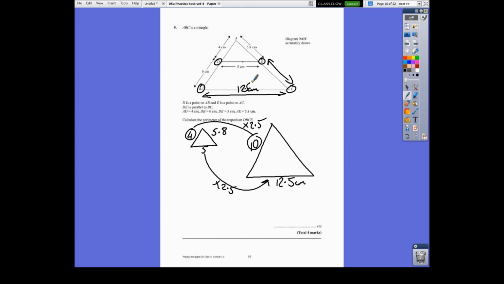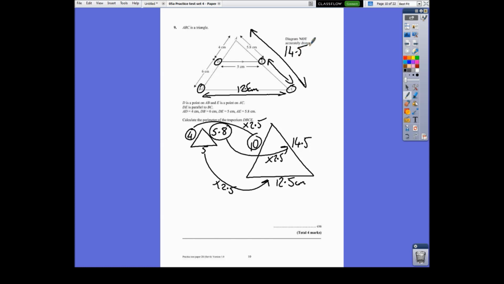We also need to work out the length of EC, but to do that we can work out the length of AC. So if we work out the full length and then take off 5.8, then that's how we could work that out. So to get from 5.8 to the length of that side, again we need to times by 2.5. So 5.8 times 2.5 is 14.5. So the length of this side is 14.5.